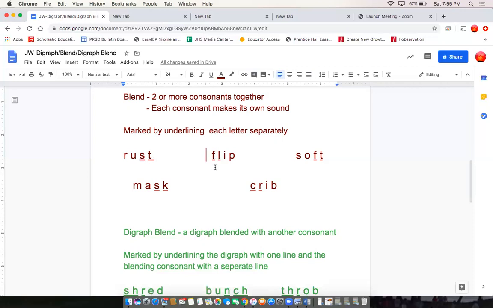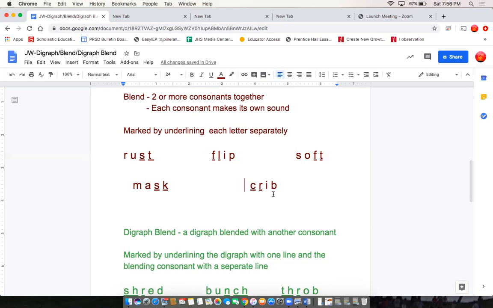Same thing on the word flip, F-L-I-P. The F and the L are both underlined separately because F is a consonant, L is a consonant, but then you have a vowel and another consonant. So there's two consonants together, but they're not one of the five digraphs that we have. So we hear the F and the L in flip, so they have two separate lines. That's the same for soft. The F and the T are the blend, and they are each underlined separately. With mask, it's the S and the K, and with the word crib, it's the C and the R, okay?